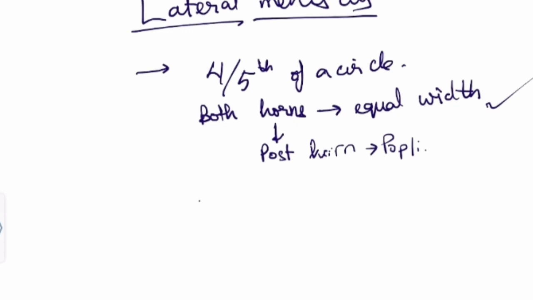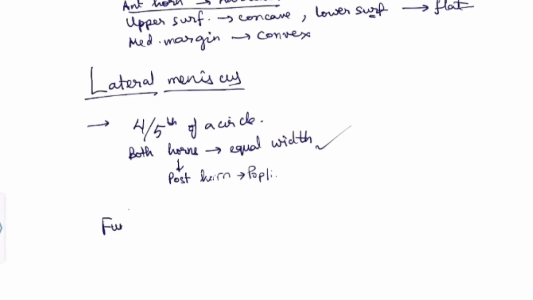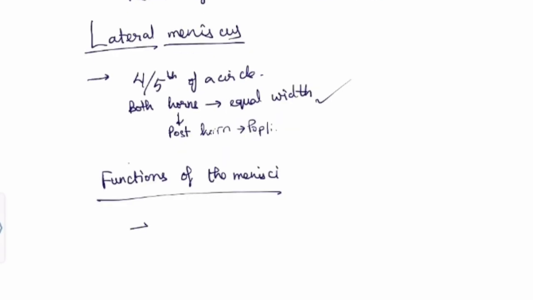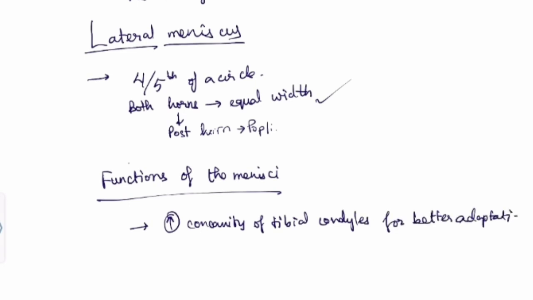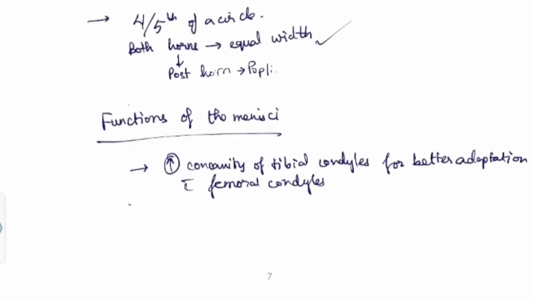So now coming on to the functions of the menisci. Increase concavity of tibial condyles for better adaptation with femoral condyles. See why this? If you see the femoral condyles now, they are much convex, whereas the tibial condyles are mostly flat. So it can't fit in place to place. So that's why the menisci are required.